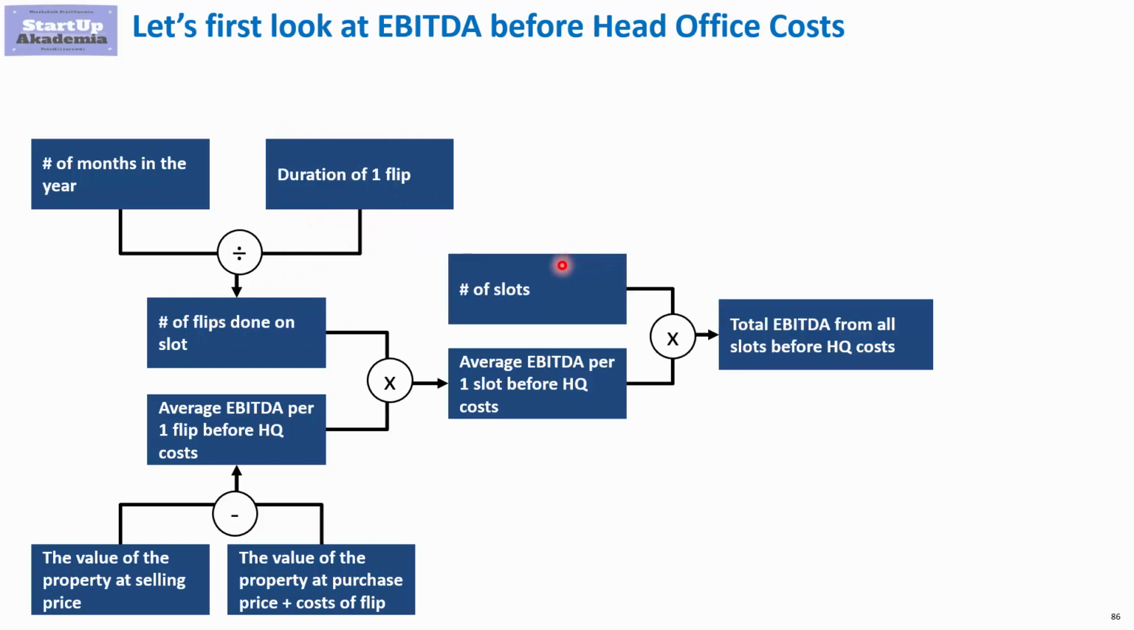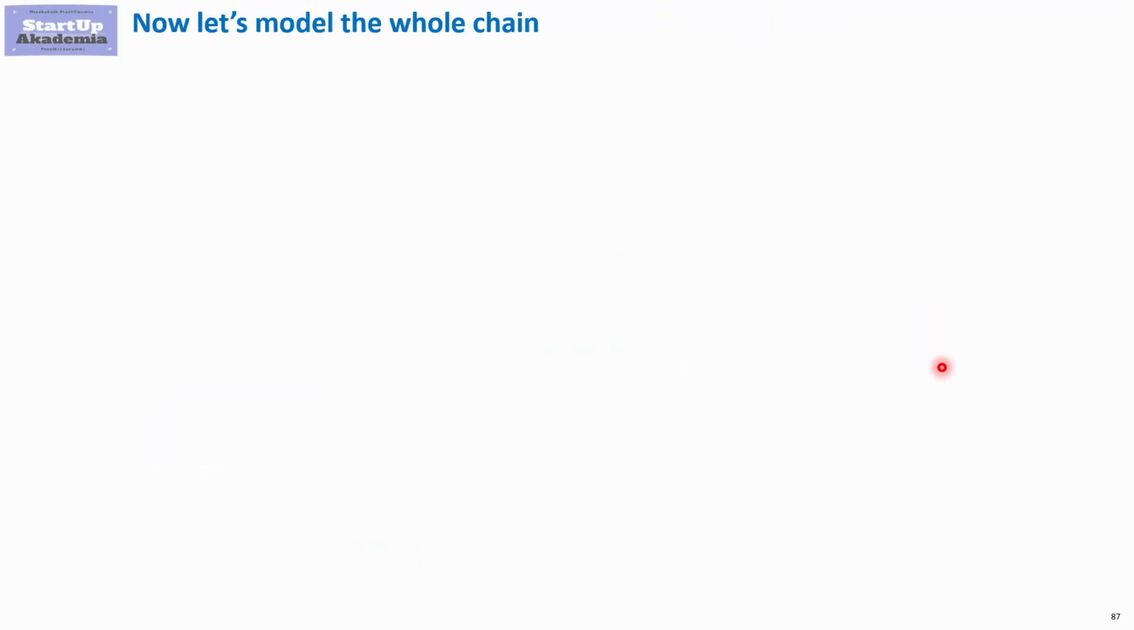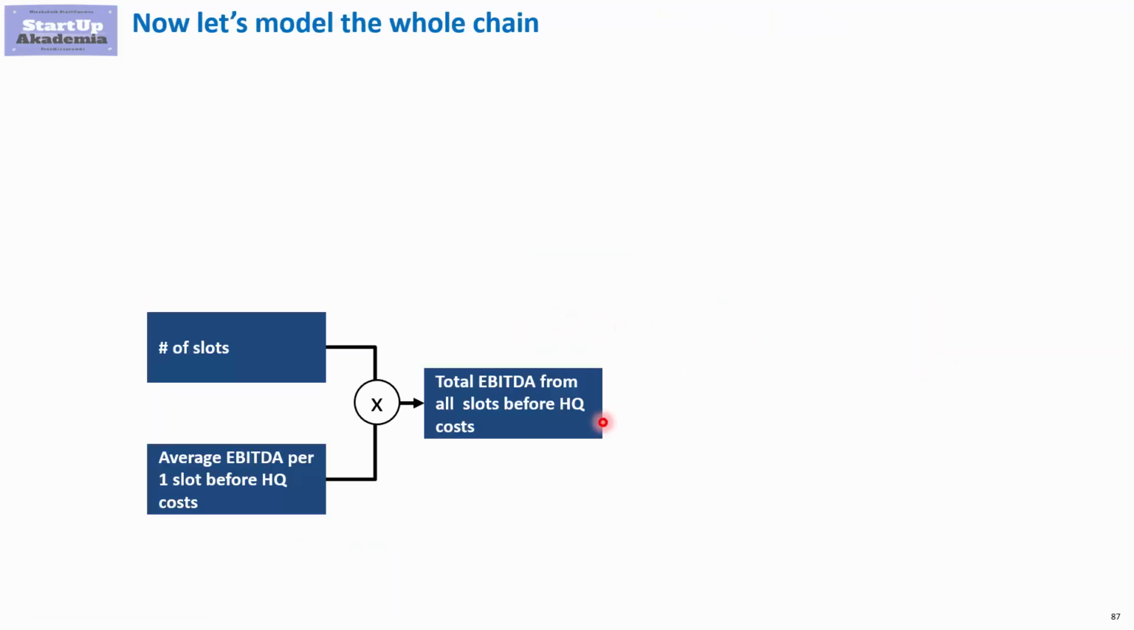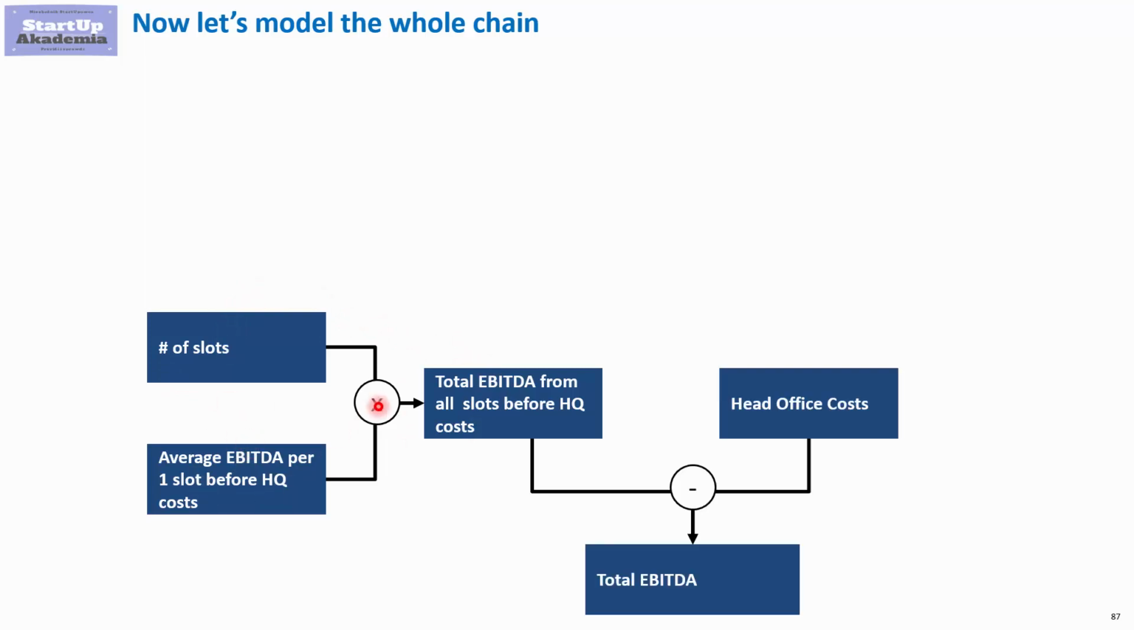Once we've got the number of slots, we can actually see how much EBITDA we can generate from all the slots before obviously head office costs. So the next step is obviously to deduct the cost of head office, and this is what we're going to do here. So we've got the EBITDA from the slots before head office costs that we got from multiplying the slots and the average EBITDA. And from that, we deduct the head office cost to get to the total EBITDA of the company.